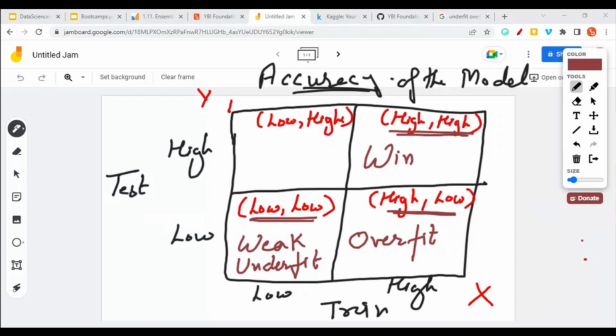And the chance of this quadrant, upper left, where during training you have low and during testing high, is a rare model. This is a rare possibility, or maybe I will say a chance. So by chance you are getting something like that, but this is rare. So it generally does not happen.